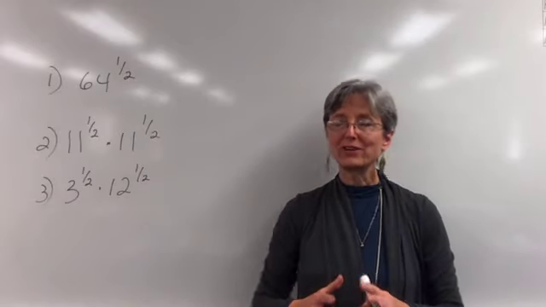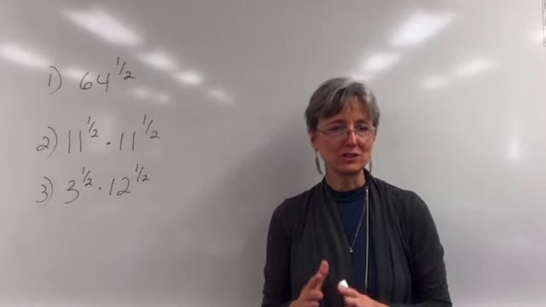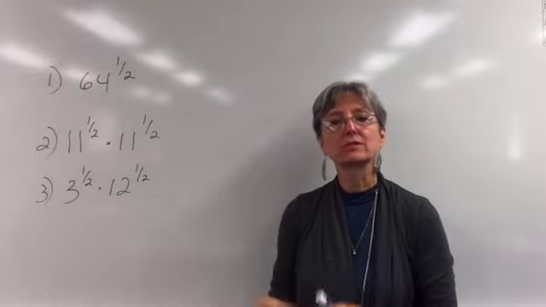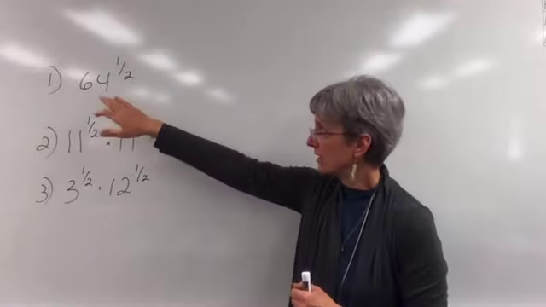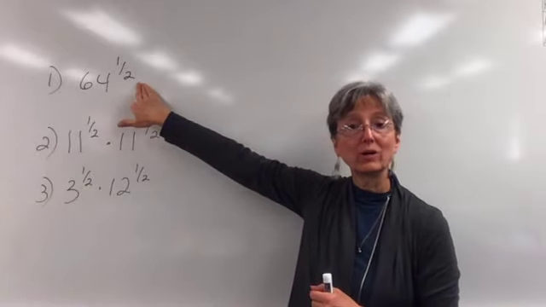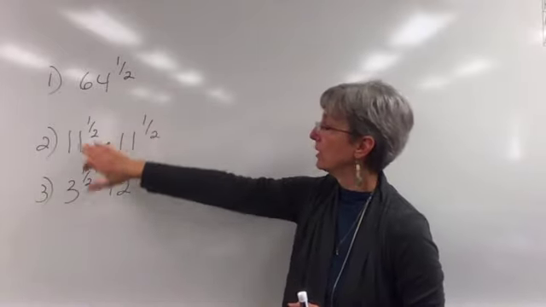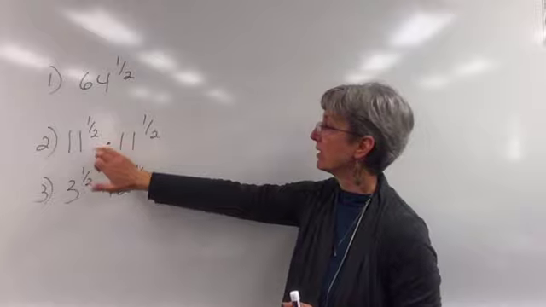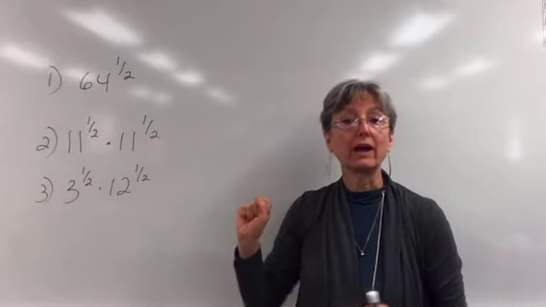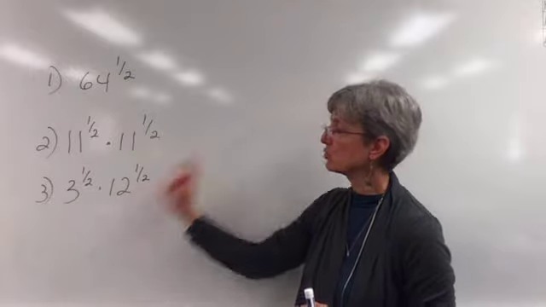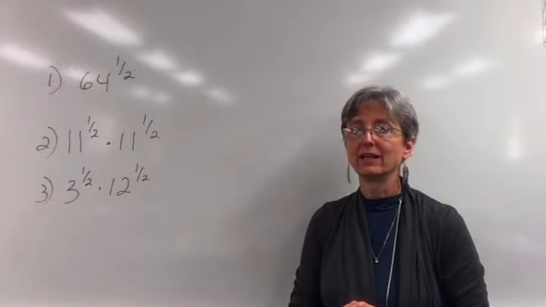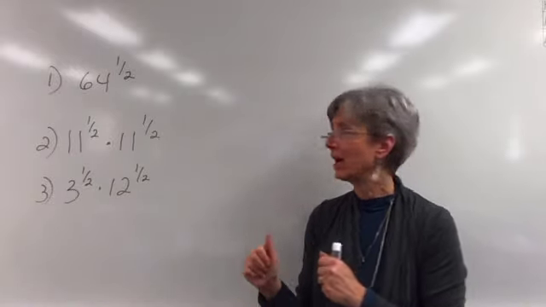Okay, so now that we've got an introduction to the basics of rational exponents, let's see how you do. Let's simplify these. What is 64 to the power of 1/2 simplified? What is 11 to the power of 1/2 times 11 to the power of 1/2? And what's 3 to the power of 1/2 times 12 to the power of 1/2? So hopefully you already have those figured out.